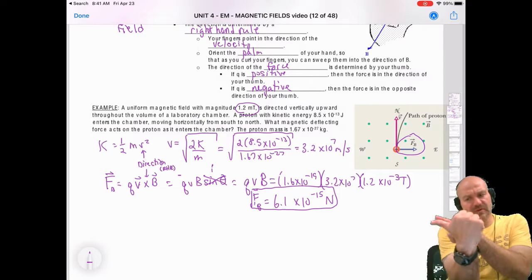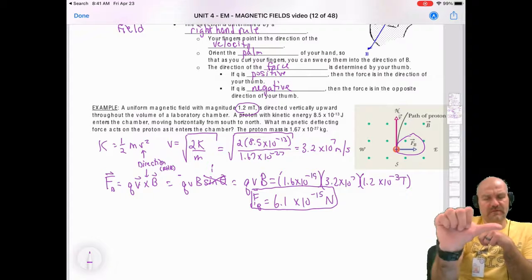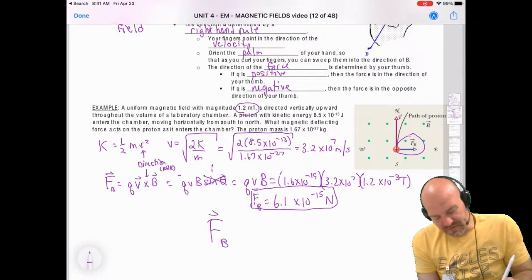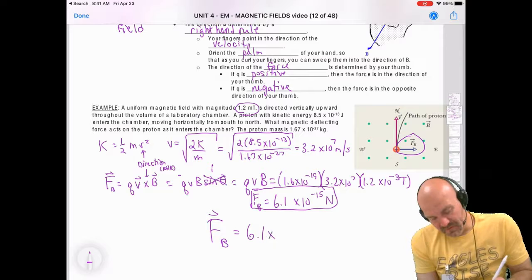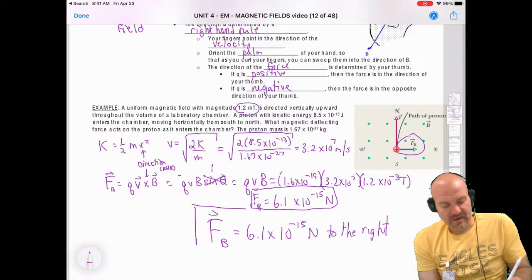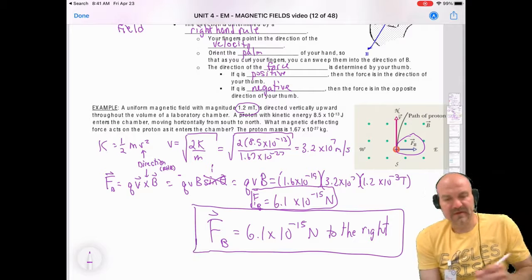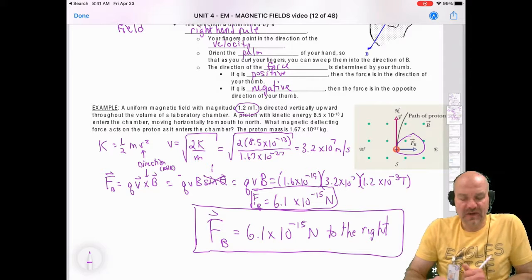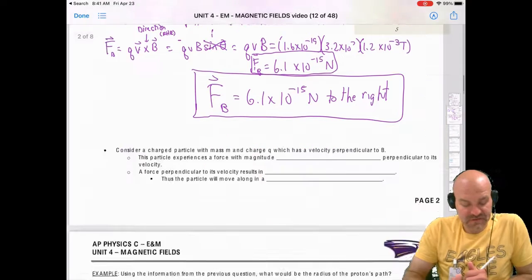Now, because this is a proton, this is the direction of our force. If it was an electron, we would simply flip it. So the force would be 6.1 times 10 to the negative 15th newtons to the right, if we wanted the official vector piece to this. And so that would be the magnitude and direction of our magnetic force, okay?